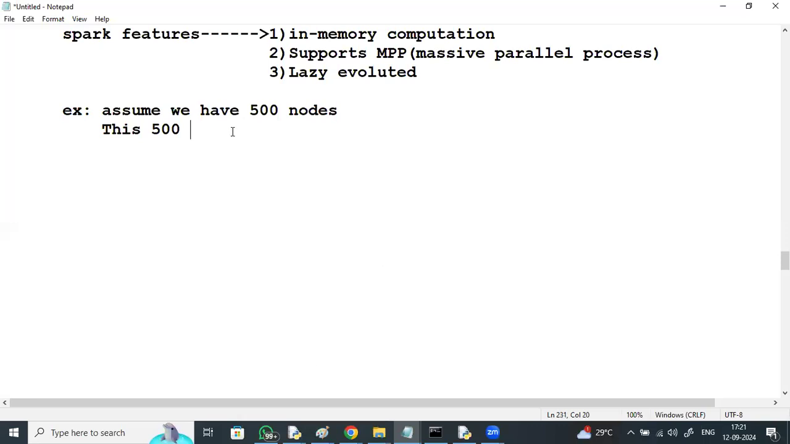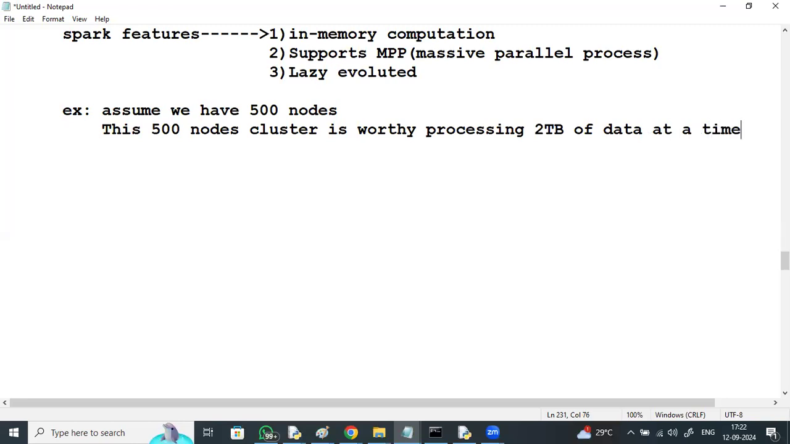Assume we have 500 nodes. This 500 node cluster is worthy of processing 2 TB of data. It can process 2 TB of data at a time. This 500 node cluster, right?